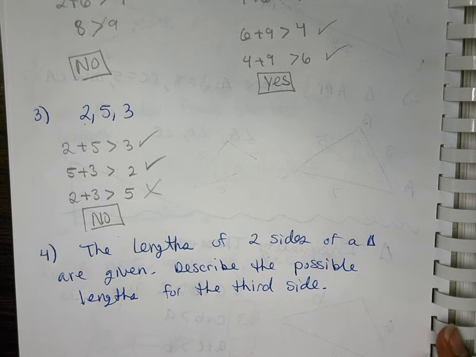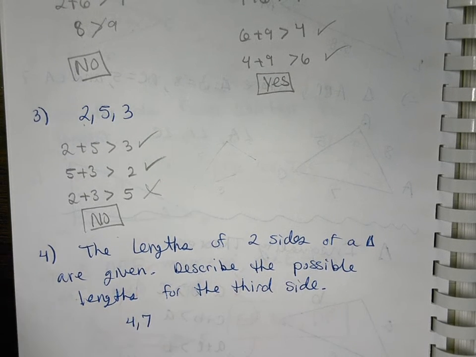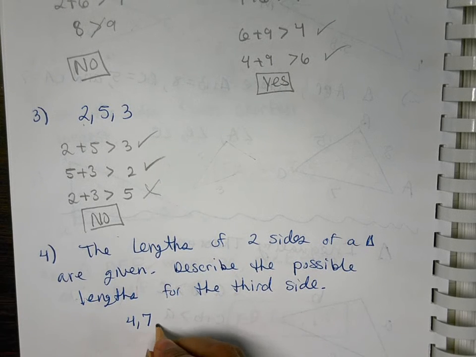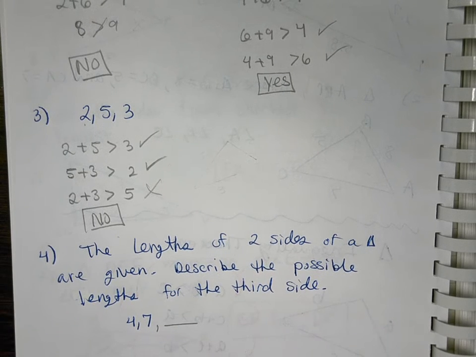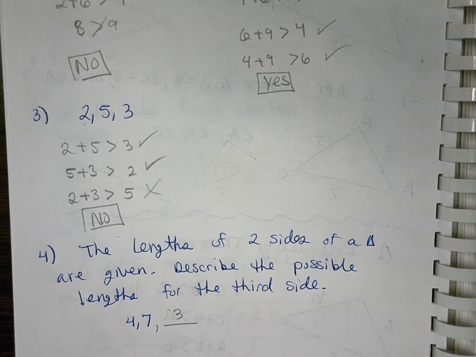All right, 4 and 7. That's all I'm giving you. What are some possible numbers? Can we just throw numbers out there? Give me a random number. 3, 2, 6. Okay, I heard 3, 2, 6. So I'm going to try 3 first.